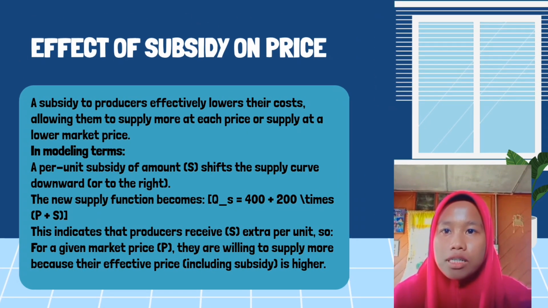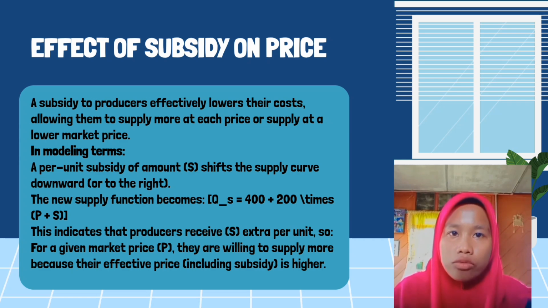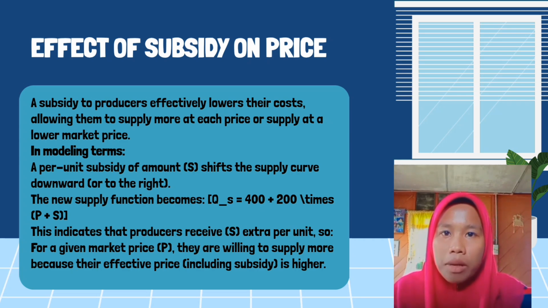Effect of subsidy. A subsidy to producers effectively lowers their costs, allowing them to supply more at the same price or supply at a lower market price. In modeling terms, a per unit subsidy of amount s shifts the supply curve downward or to the right. The new supply function becomes quantity supplied equals 400 plus 200 times (P plus s). This indicates that producers receive an extra s per unit. So, for a given market price, they are willing to supply more because the effective price, including the subsidy, is higher.